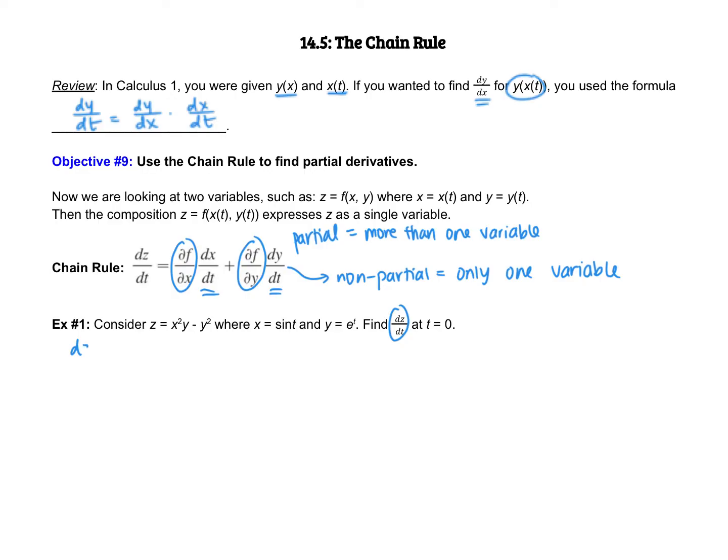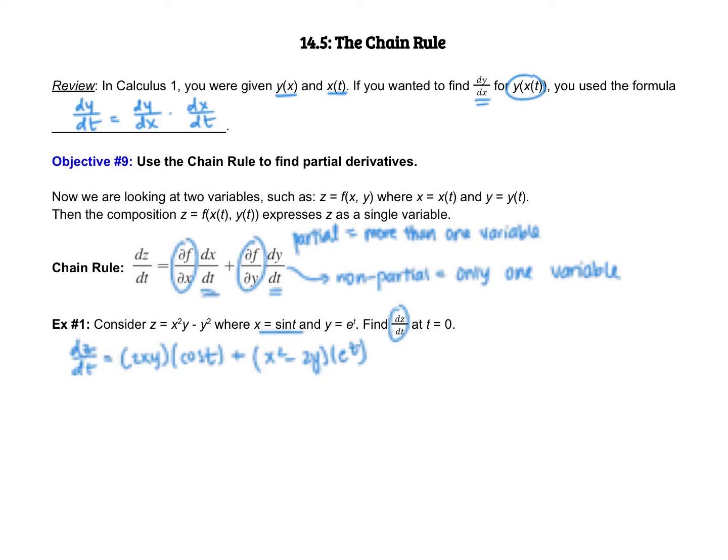So dz/dt is going to be equal to, using that chain rule above, I need to find the partial with respect to x, which is 2xy. Then I need to find the derivative of x with respect to t, so that's cosine of t. Then I'm going to find the partial of f with respect to y, so that's x squared subtract 2y. And the derivative of e to the t is just e to the t.